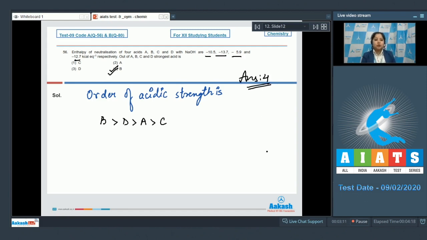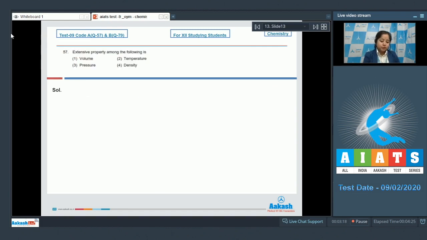Moving to the next question, students, which is 57. Let's read the question, students. Extensive property among the following is. The options are volume, temperature, pressure and density.